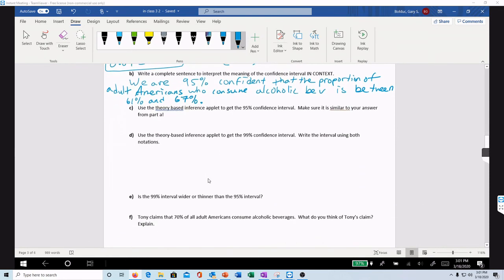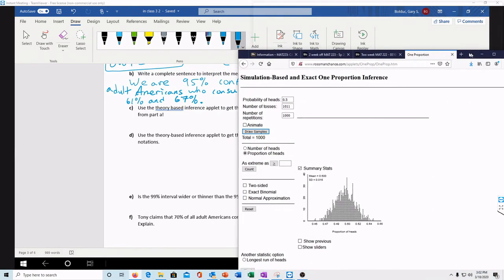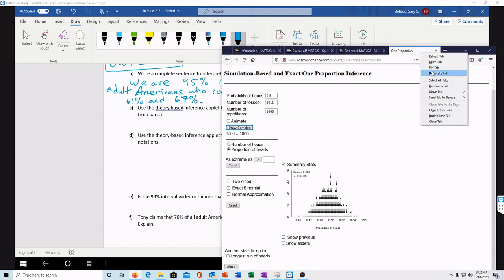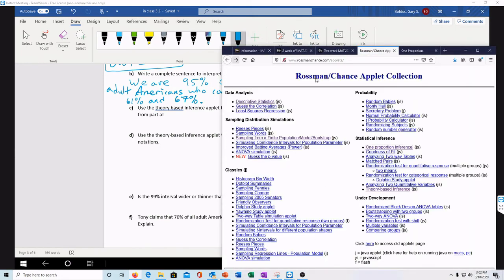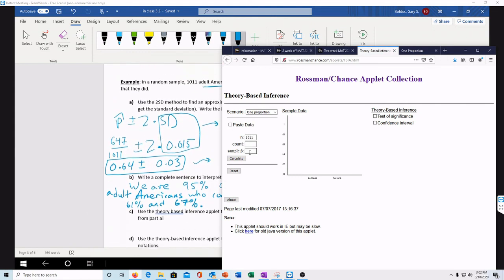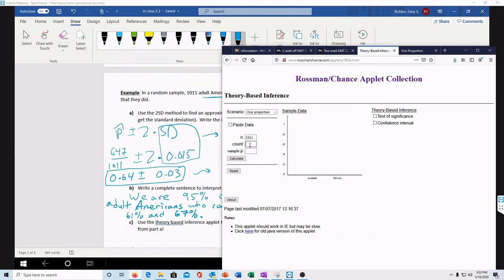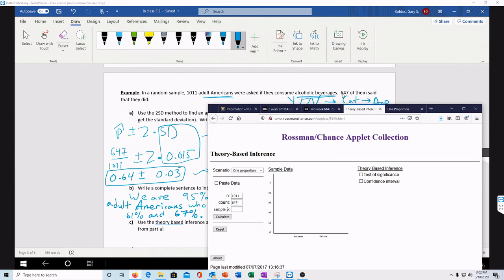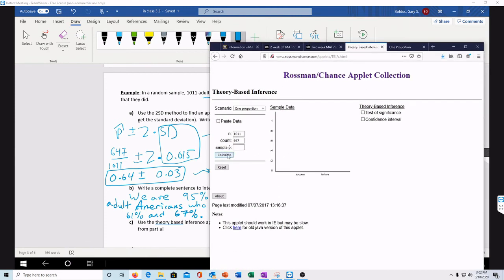Okay, so now it says use the theory-based inference applet to get the 95% confidence interval. Okay, so let's use this applet. Let's duplicate this so I don't have to keep going back and forth. All right, so I had 1011 number of people. My sample proportion, or just my count, that would be easier, was 647. So I'm just pulling that from right here. That's my count. Okay. So then I go to confidence interval.